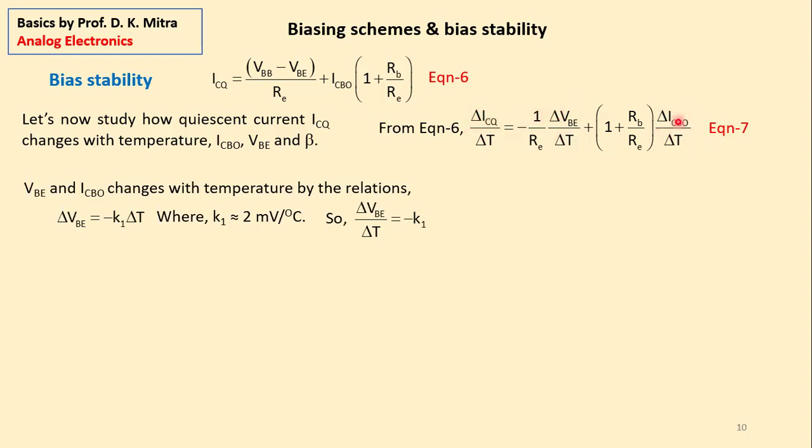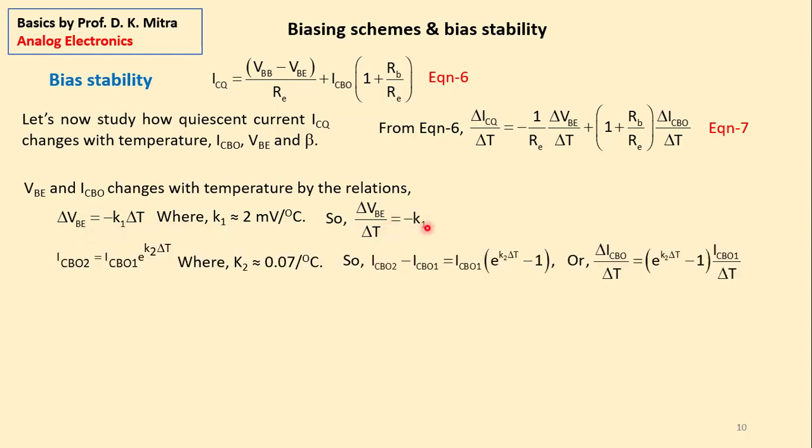Now, here there are some relations. We did not go into the detail of how those relations have been derived. But remember, del VBE, the temperature dependence of VBE, that is the junction drop, is minus K1 del T. As temperature increases, the VBE decreases, and K1 is 2 millivolt per degree centigrade. So from here we get del VBE by del T is equal to minus K1.